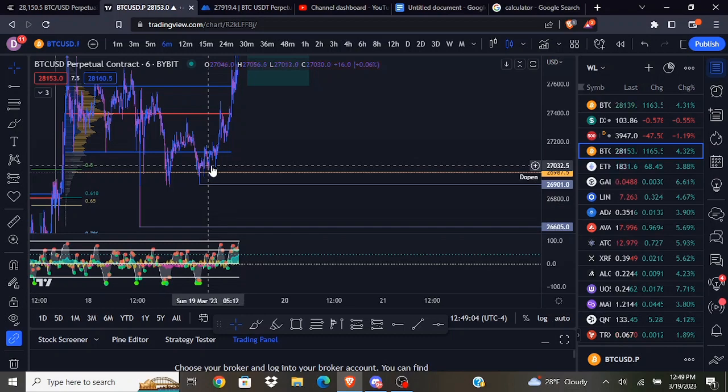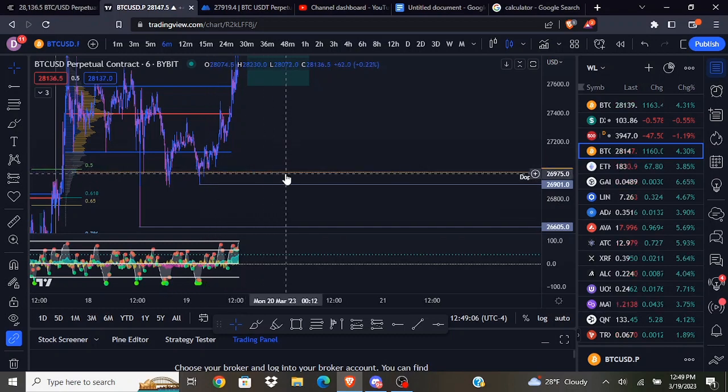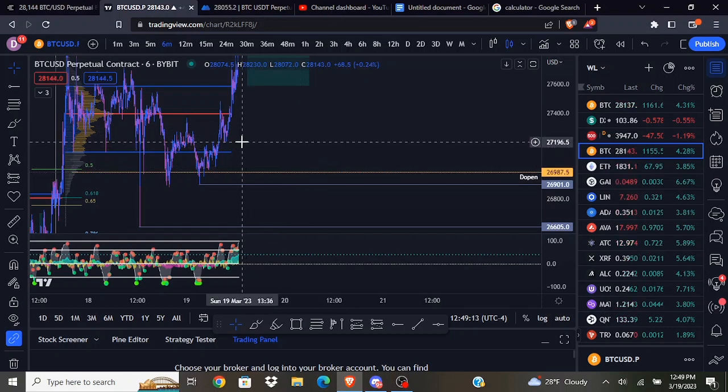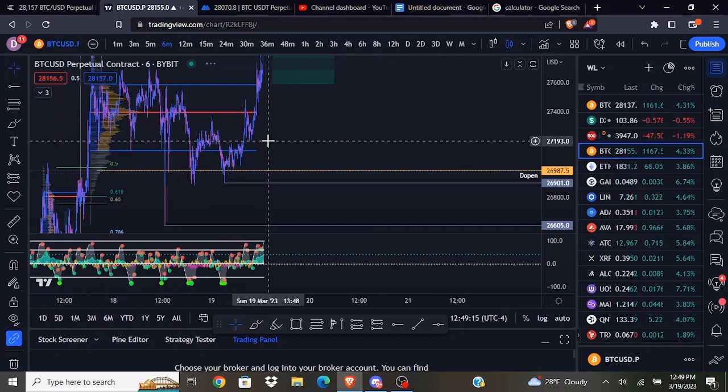So maybe with that in mind, I might want to leave my stop loss below the wick, just in case we come back for a golden pocket retracement before higher. You really have to weigh these things. And like I said, that's something that comes with time and experience.